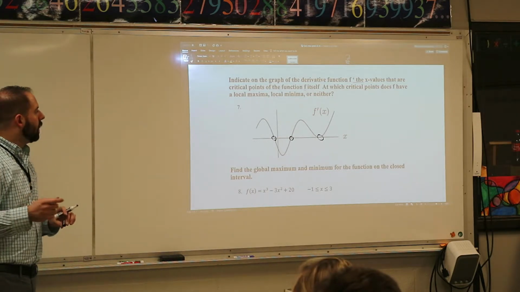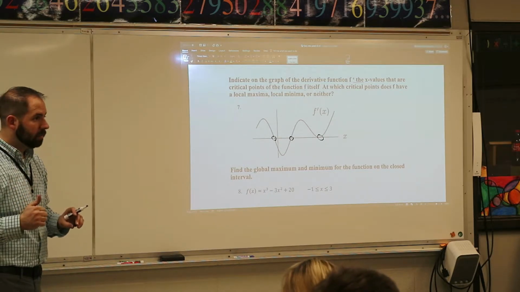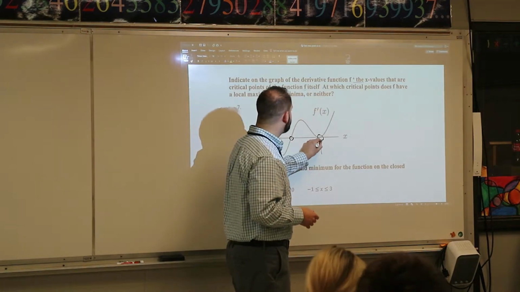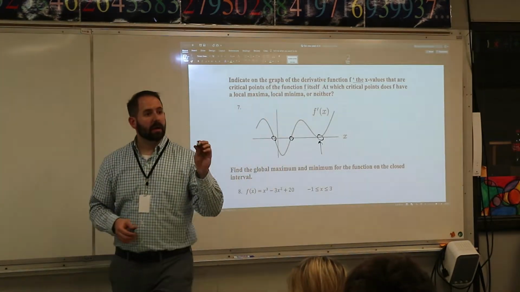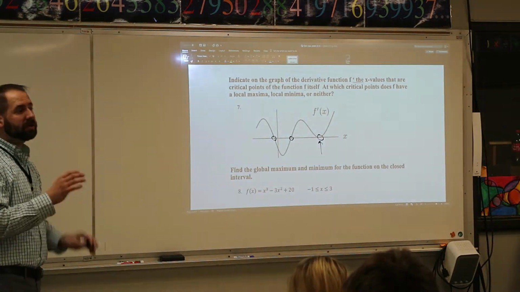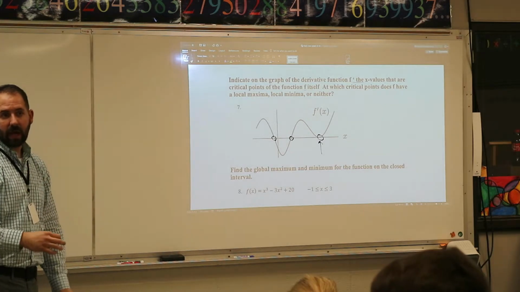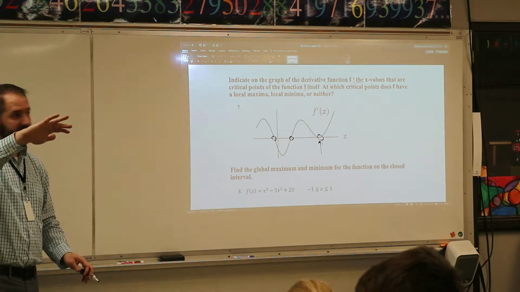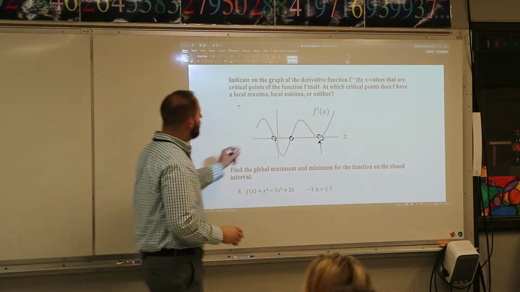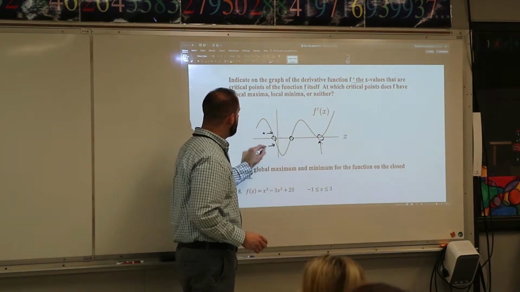Alright. So what we have is 3 critical points, and one of these is thrown out. Why? This one right here is thrown out because it didn't go from negative to positive or positive to negative. It bounced off of the x-axis. It doesn't count when it bounces. Do you agree that these numbers are positive? Yep. These numbers are negative.